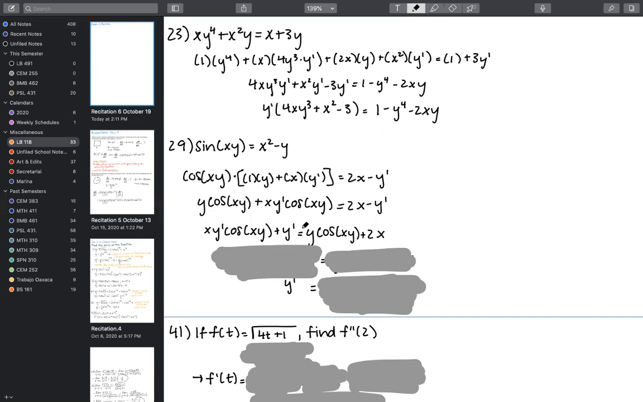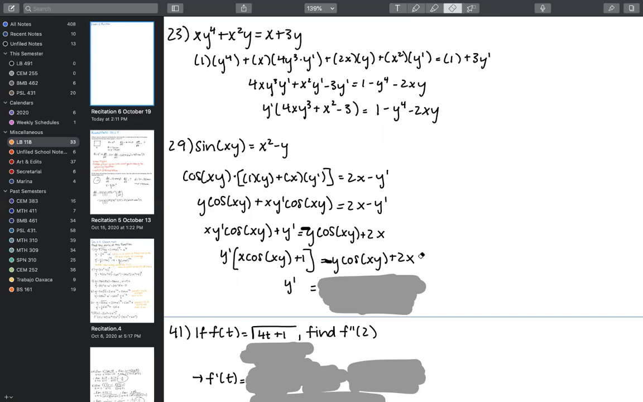It should be subtracted also, but it does not. Negative in this case, or it should be negative, but I made a mistake. And so then we have negative y cosine of xy plus 2x. From there, we're going to factor out a y prime. Keep everything on the right-hand side the same.